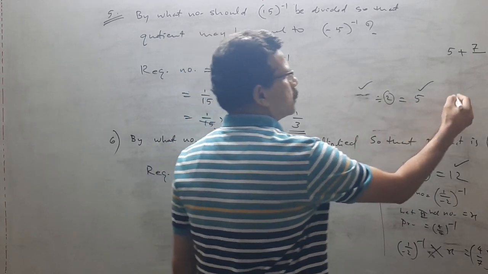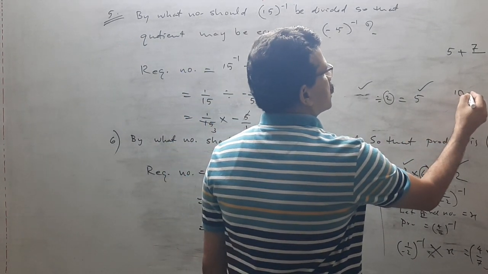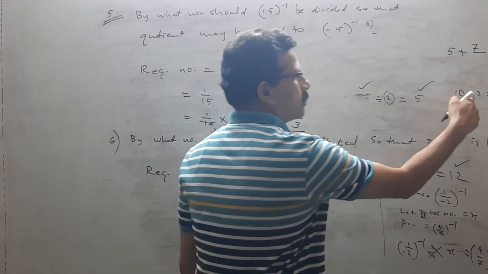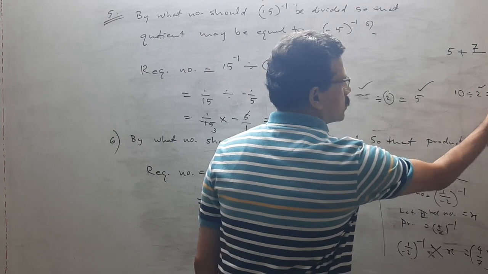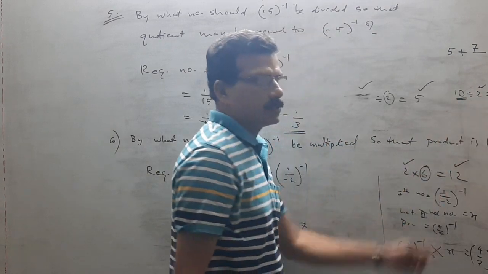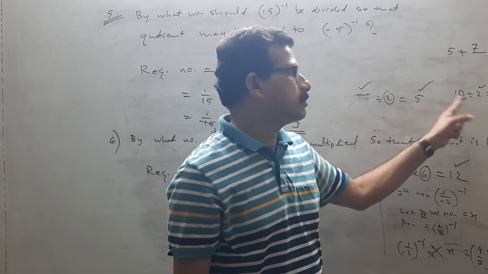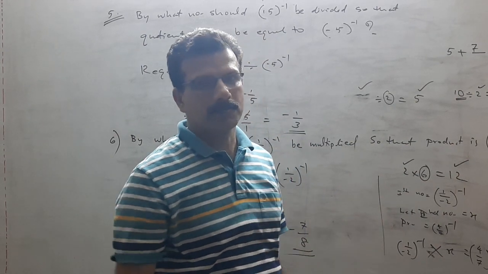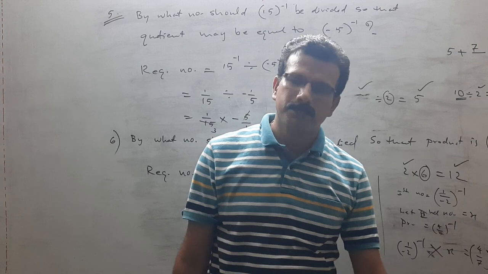I can write it like this: 10 divided by 2 equal to 5. Now what should be divided by 2 to get 5? That means these two things are there, this is missing. What should be divided? The dividend is missing, so simply the product is to be taken. Okay, I hope you are understanding. Okay, see you.